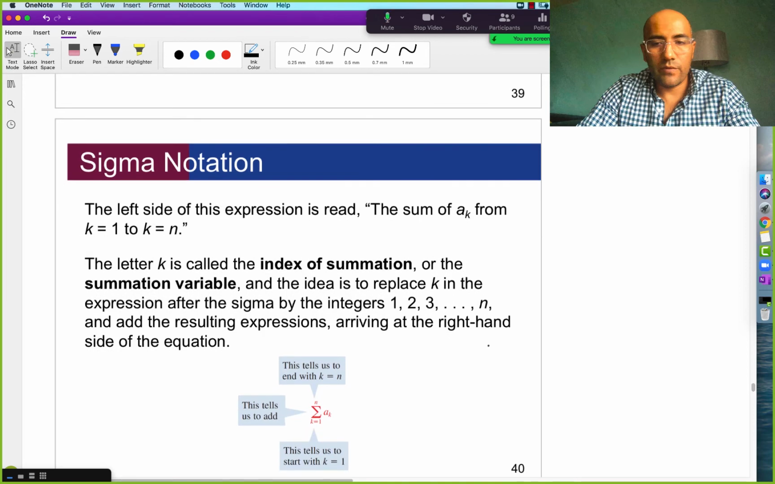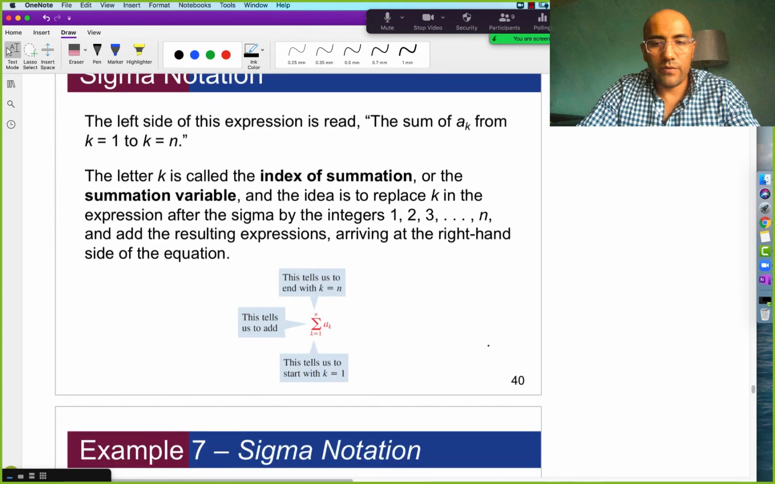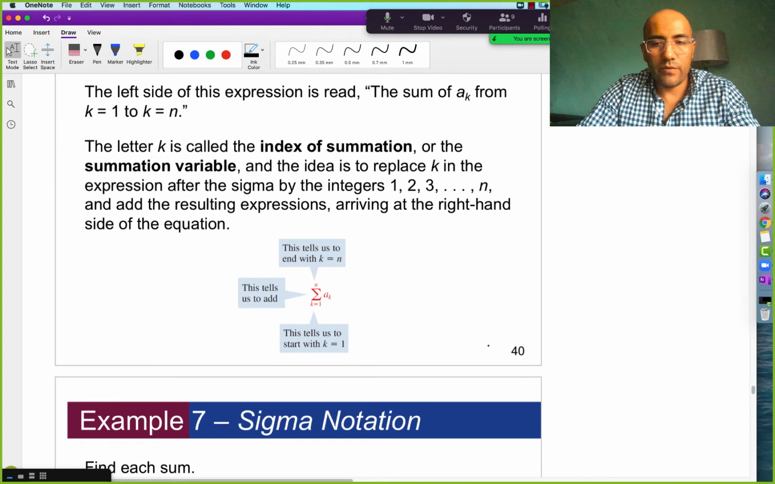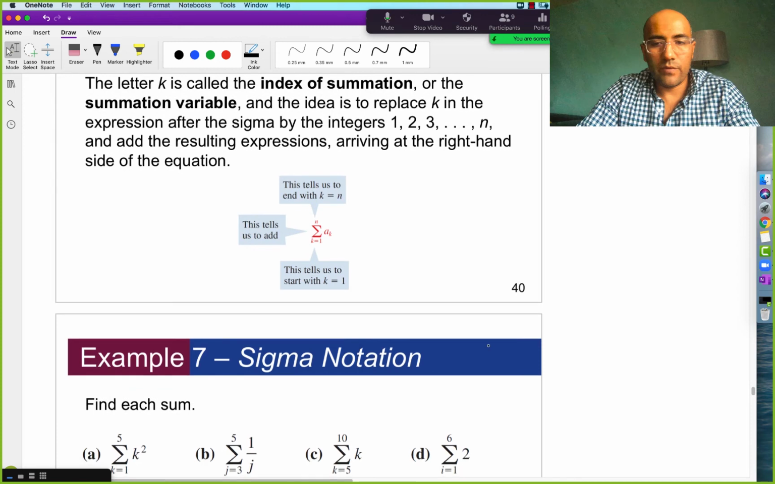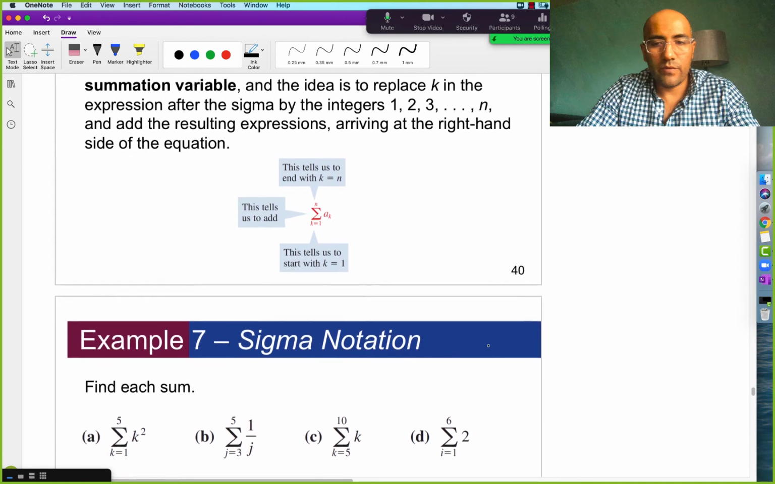Okay, so the left side of this expression is read as the sum of a sub k from k goes from 1 to k equals n. The letter k is called the index of the summation, or the summation variable, and the idea is to replace k in the expression after the sigma by the integers 1, 2, 3, all the way out to n, and then add the resulting expressions, arriving at the right-hand side of the equation.